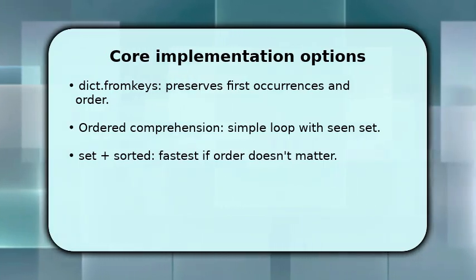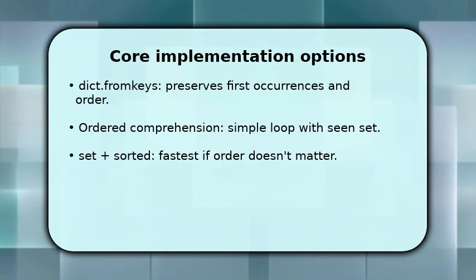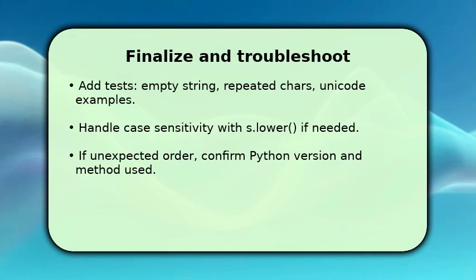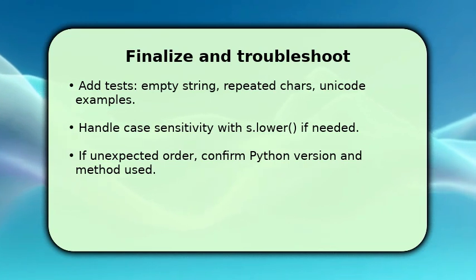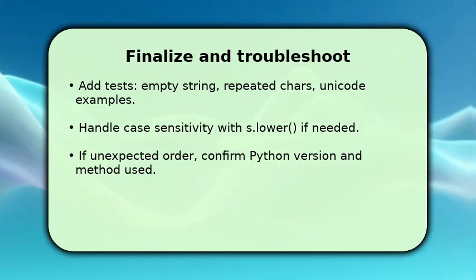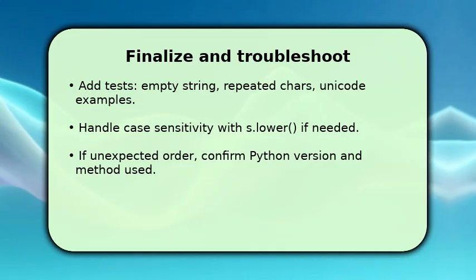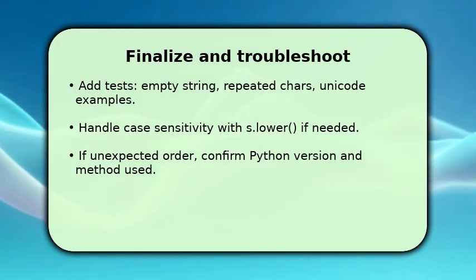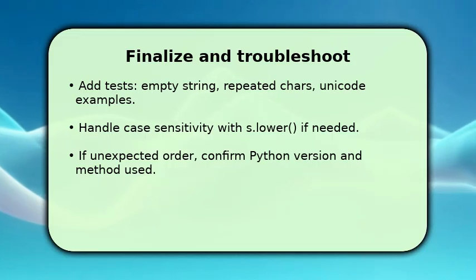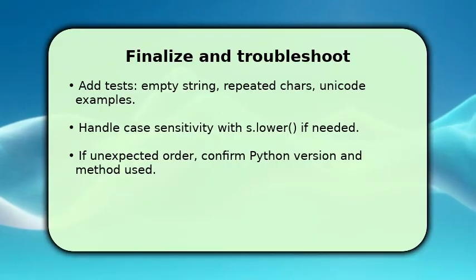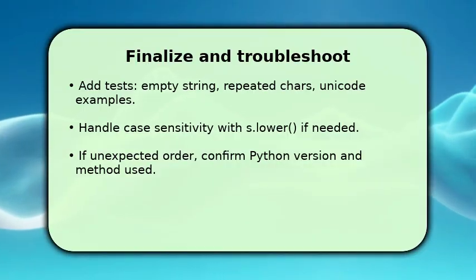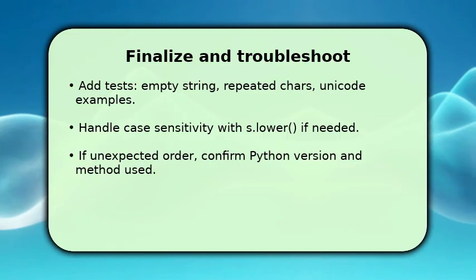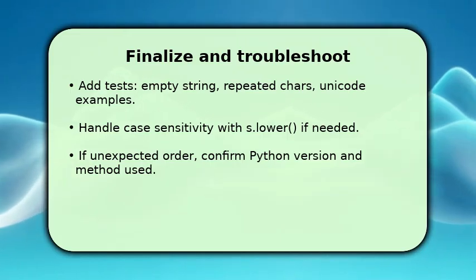However, sorting changes the order. Finish by adding unit tests: empty input, long repeats, and Unicode characters to validate behavior. Make sure to document whether your function treats 'a' and 'A' as distinct. If not, normalize with s.lower() before processing. If the output order looks wrong, double-check you use dict.fromkeys or the seen set loop, and that you're on Python 3.6+ where dict preserves insertion order. Finally, profile with large inputs and adjust to avoid excessive memory use if needed.